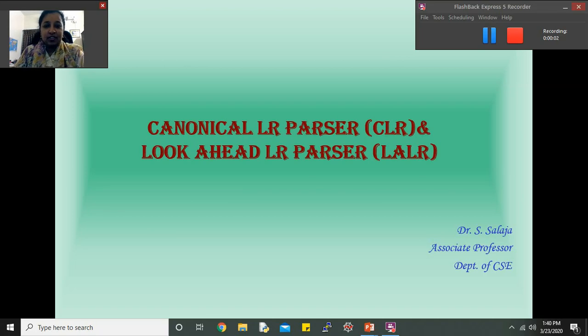Hi everyone. Today we would like to discuss the canonical LR parser and the look-ahead LR parsers, the two most powerful LR parsers among the LR parsers. Earlier we have already discussed the SLR parser, which means the simple LR parser. Though it seemed to work well for most context-free grammars, there are a few context-free grammars for which the SLR parser leads to multiple entries.